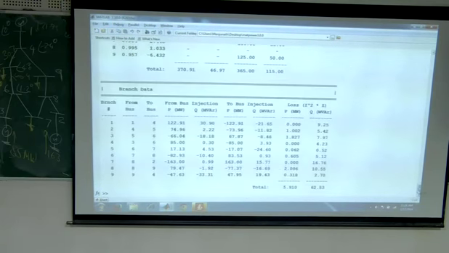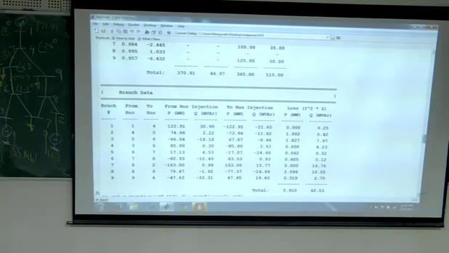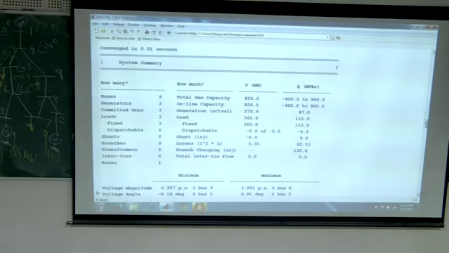This is part of the study: given the generation and load, how the power distributes in your circuit, which line carries how much power. And this program is all available.